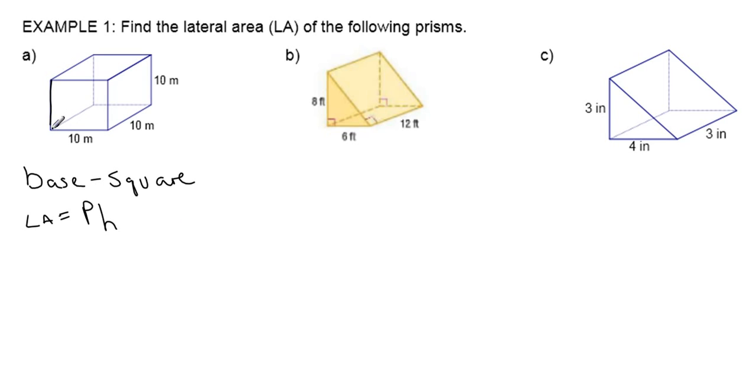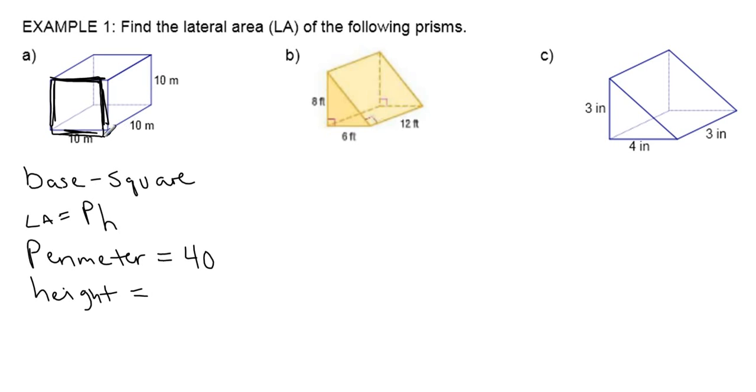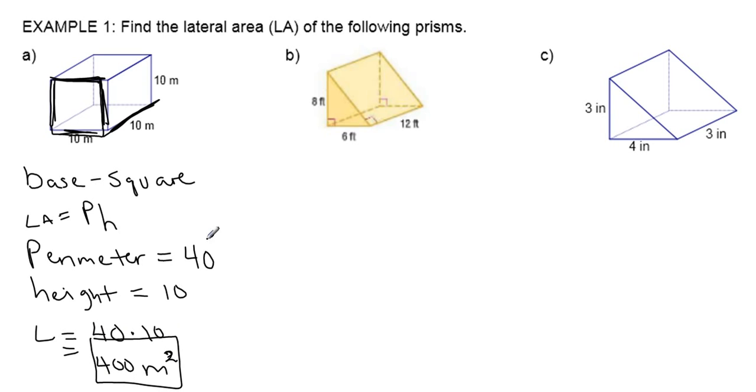The perimeter of our base will be 10 plus 10 plus 10 plus 10, or 40. So the perimeter is going to be 40. The height of our prism is going to be 10. So the lateral area is going to be the perimeter times the height, which is a total of 400 meters squared, sorry. We're speaking of area.